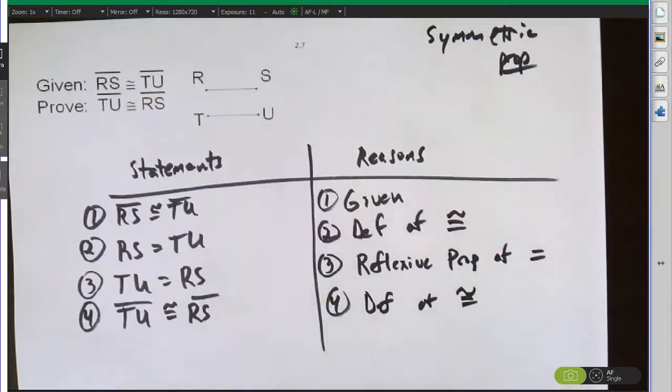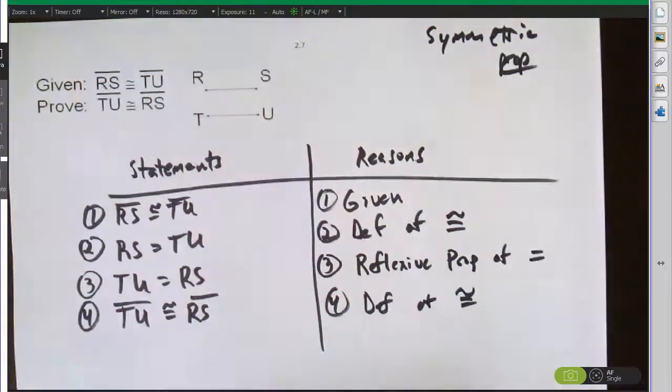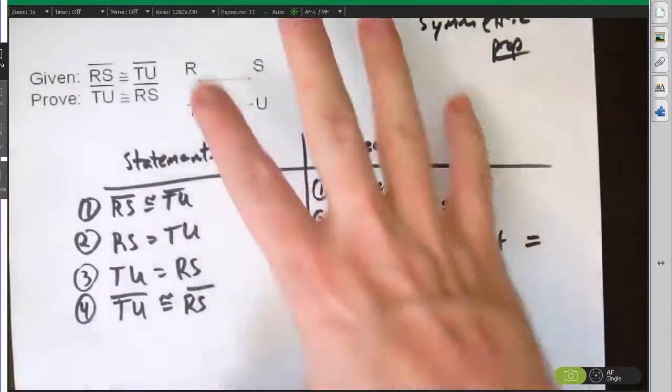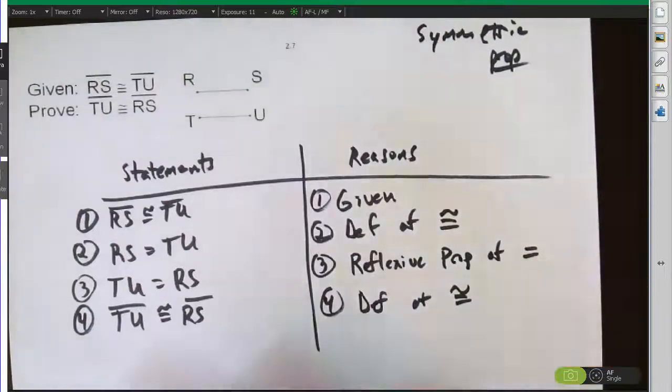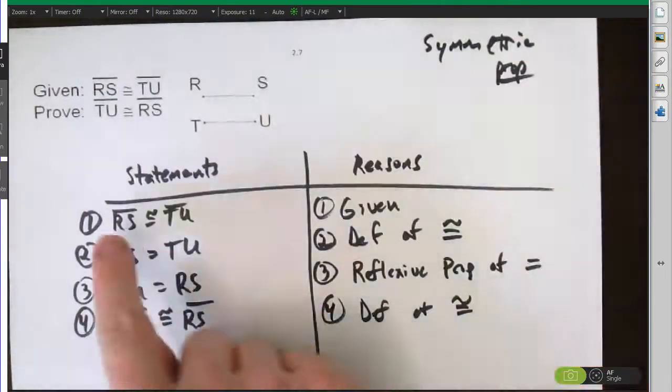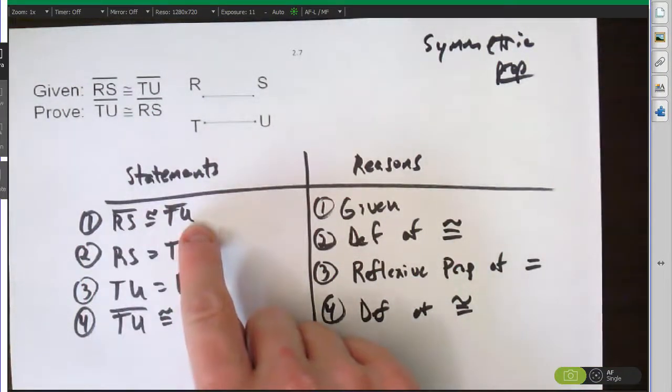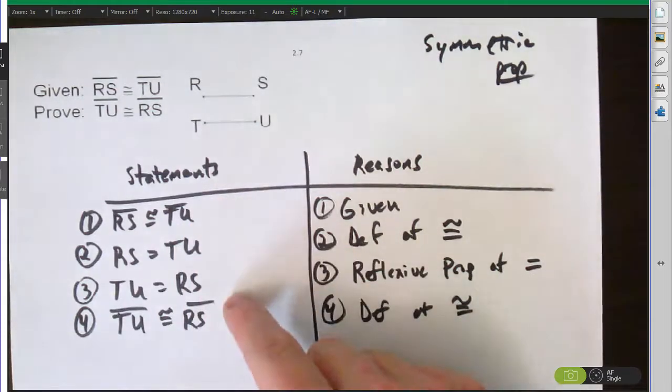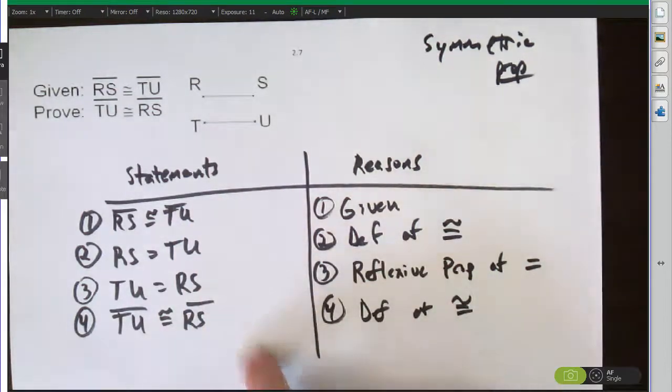Now, this theorem, even as a math teacher to me, feels like so much ridiculous work for something so simple. And the truth is, yeah, it is. It's ridiculous work for something simple. Here's the point. We'll never have to do this again. Never. Okay? If we know that RS is congruent to TU, we could go through these steps to show that TU is congruent to RS.